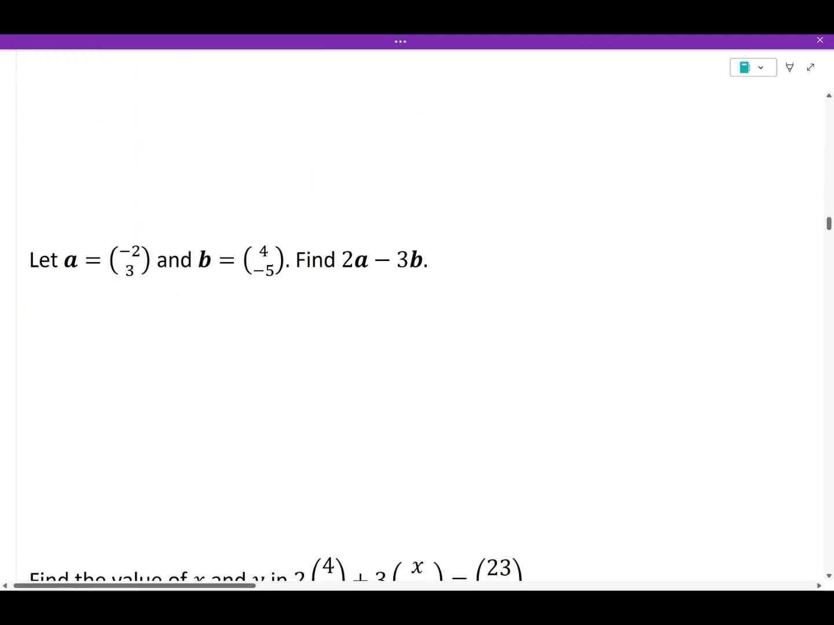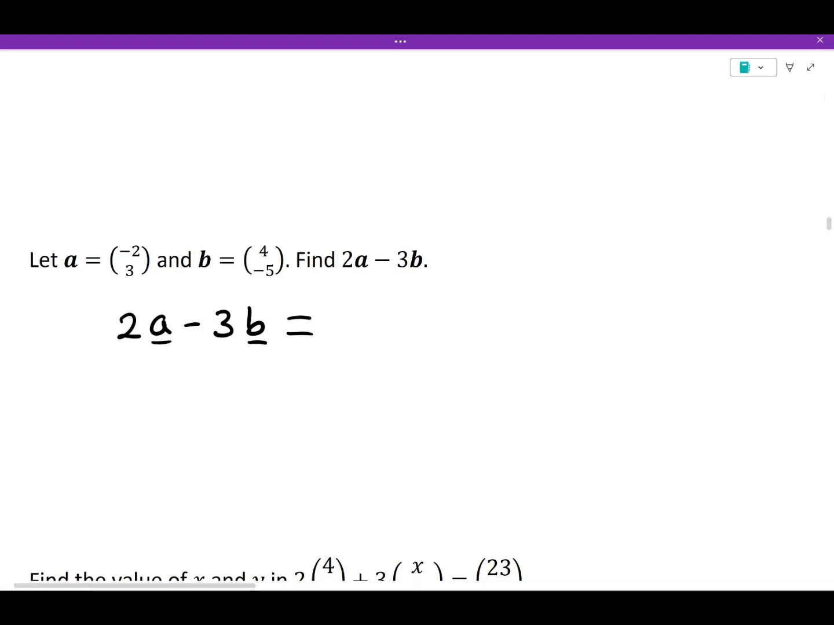So here we've got A, which is in bold, so that means it's a vector. Of course, I would underline it if I was to write it out, because I can't write in bold. That's defined as (-2, 3). And then we've got a different vector B, which is defined as (4, -5). Now we need to find 2A subtract 3B. Note the 2 and the 3 are not in bold because they are scalars, they're not vectors. So I'm going to write 2A subtract 3B here, and underline my vectors.